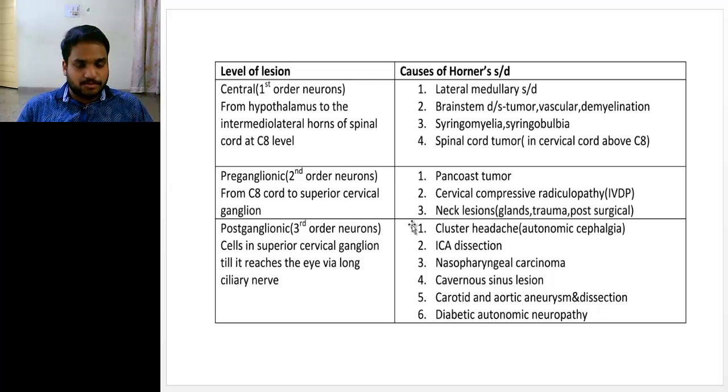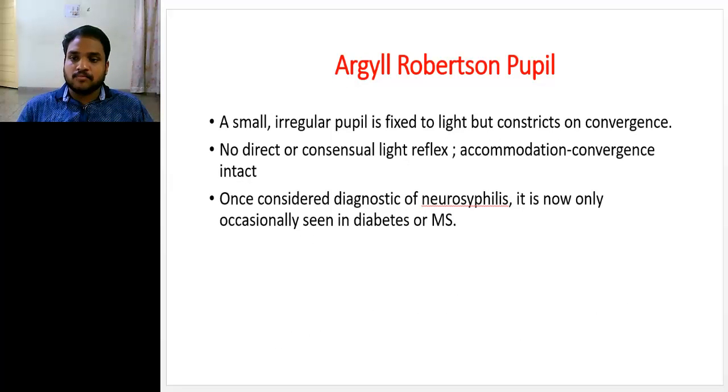Now, when are the third order neurons affected? In case of cluster headache, internal carotid artery dissection, right? It is in close relation with the internal carotid artery. Then nasopharyngeal carcinoma, cavernous sinus lesion, carotid and aortic aneurysm as well as dissection, and in case of diabetic autonomic neuropathy. Fine. So that is about the third nerve as well as Horner's syndrome.